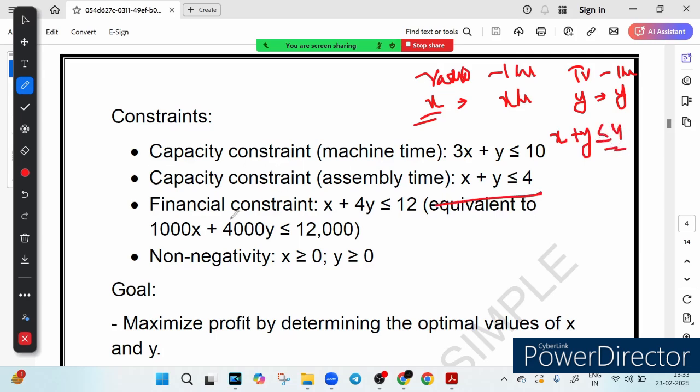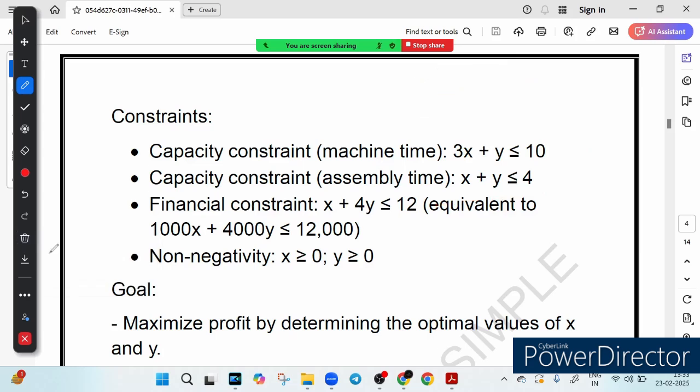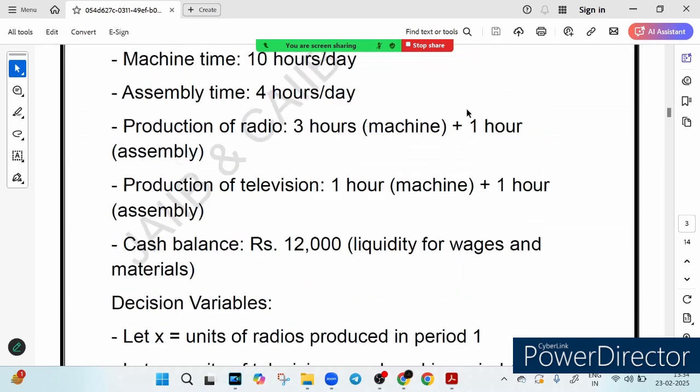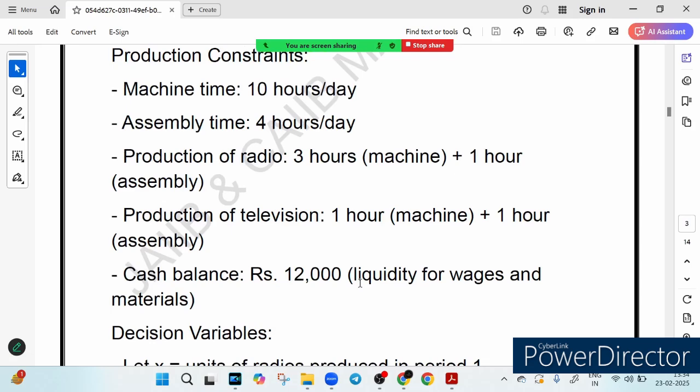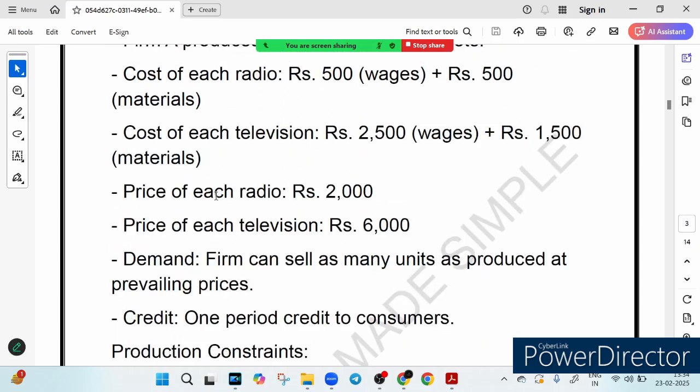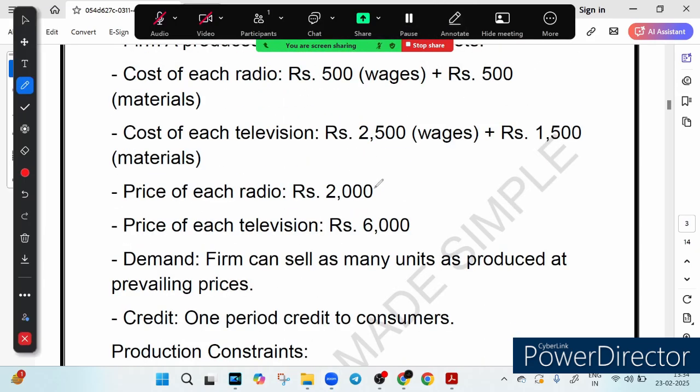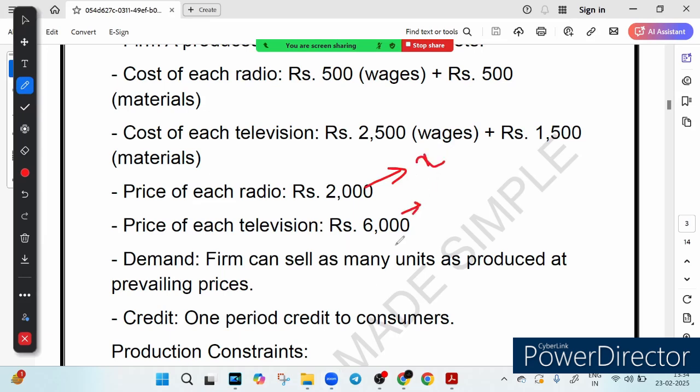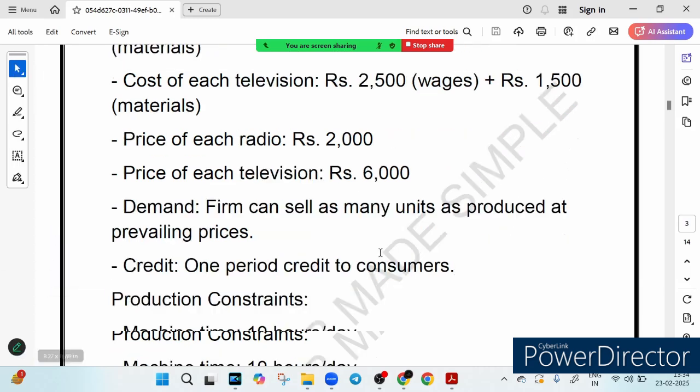Now we have a financial constraint also. We have only 12,000 to spend. Let me show you the data again. You can see the cash balance is 12,000 only. The selling price of each radio is 2,000, and we have x radios, and the price of each TV is 6,000, and we have y TVs. So the price of x radios will be 2,000x, and of y televisions 6,000y.